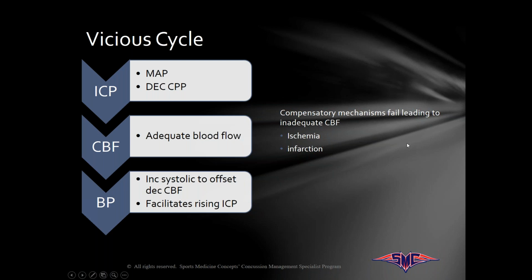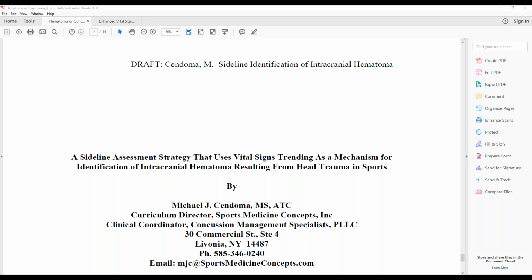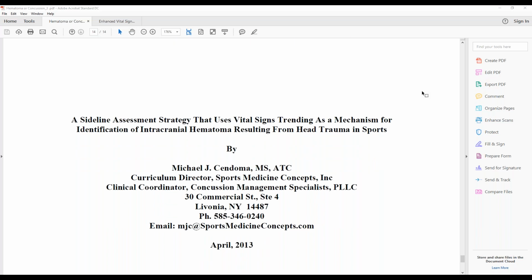Now, one of the things that you'll find in your materials section is a paper that I put together that goes along with this program, for you to read. And this is basically a review of this webinar, a sideline assessment strategy that uses vital signs trending as a mechanism for identification of intracranial hematoma resulting from head trauma in sports. So if I'm not doing an adequate job, or if you would like more information on the compensatory mechanism and this vicious cycle that we're describing here, the paper does a real good job of outlining that for you. Okay, so if you want to read up a little bit more on that, that is a great reference for you.